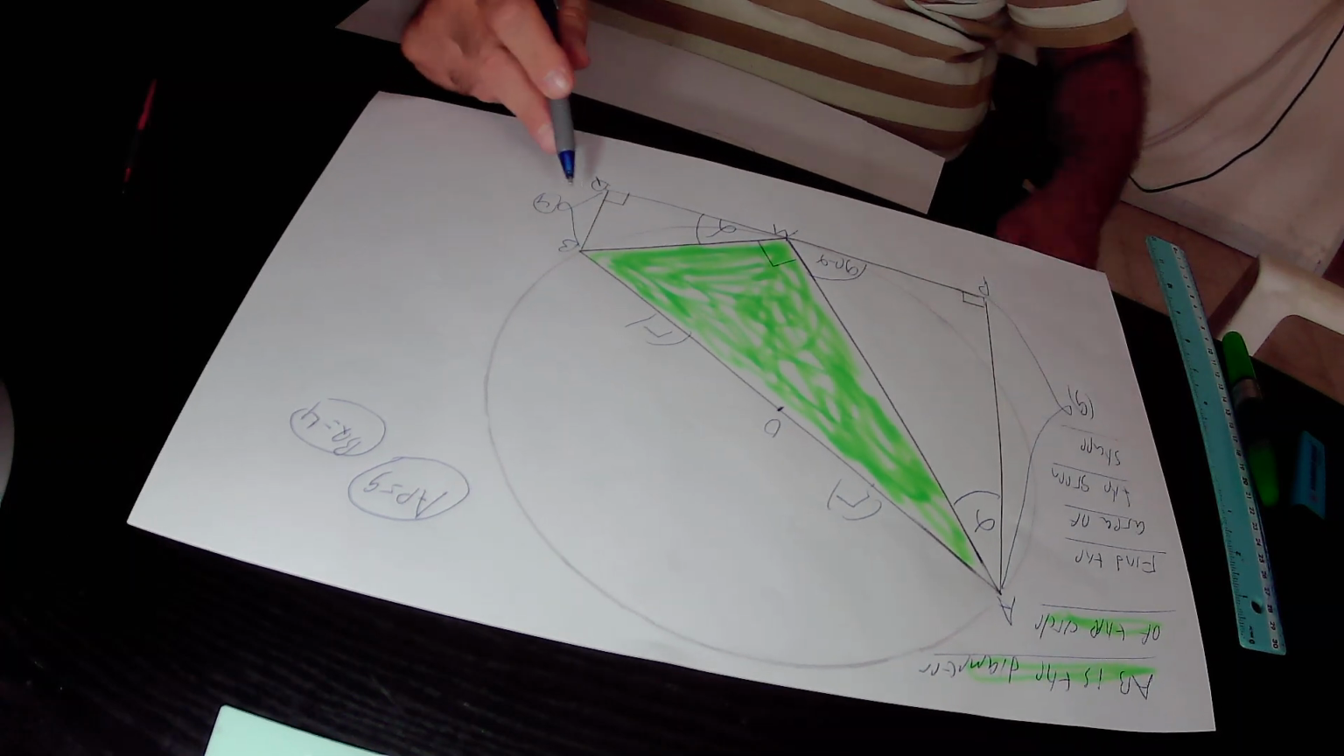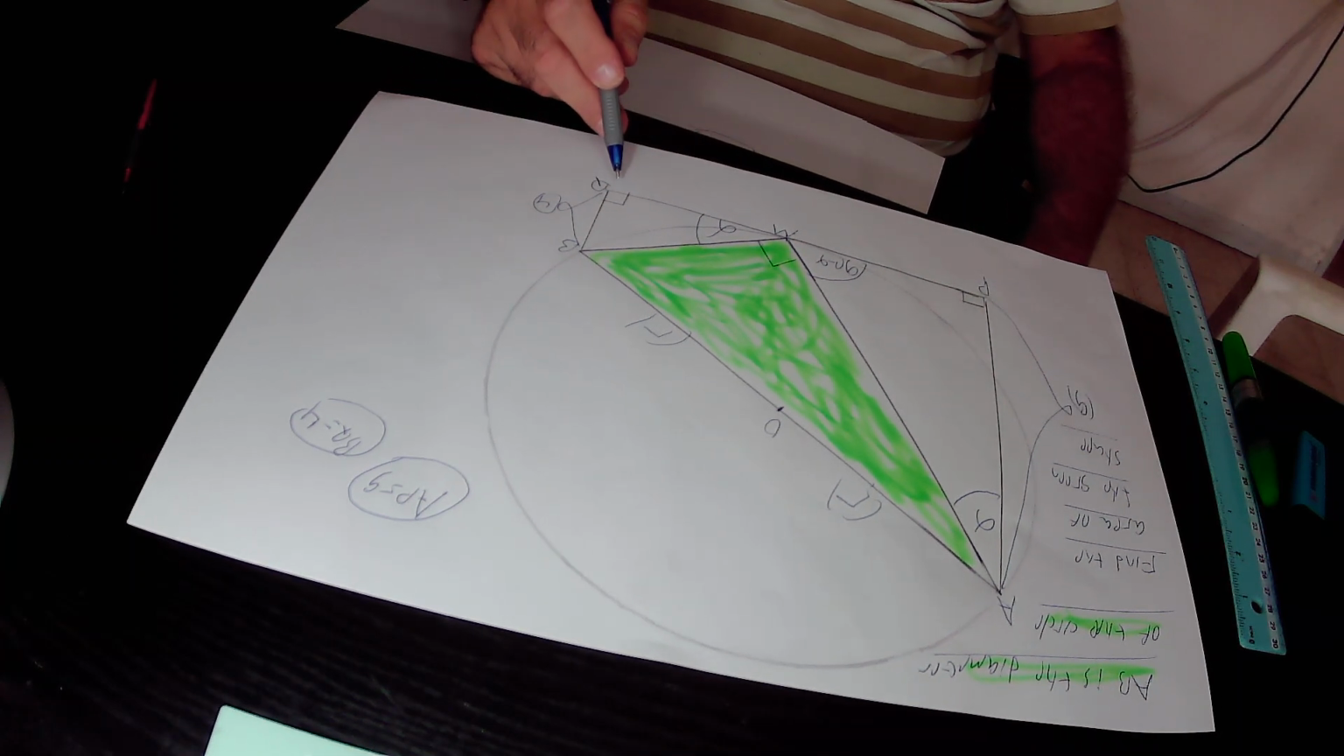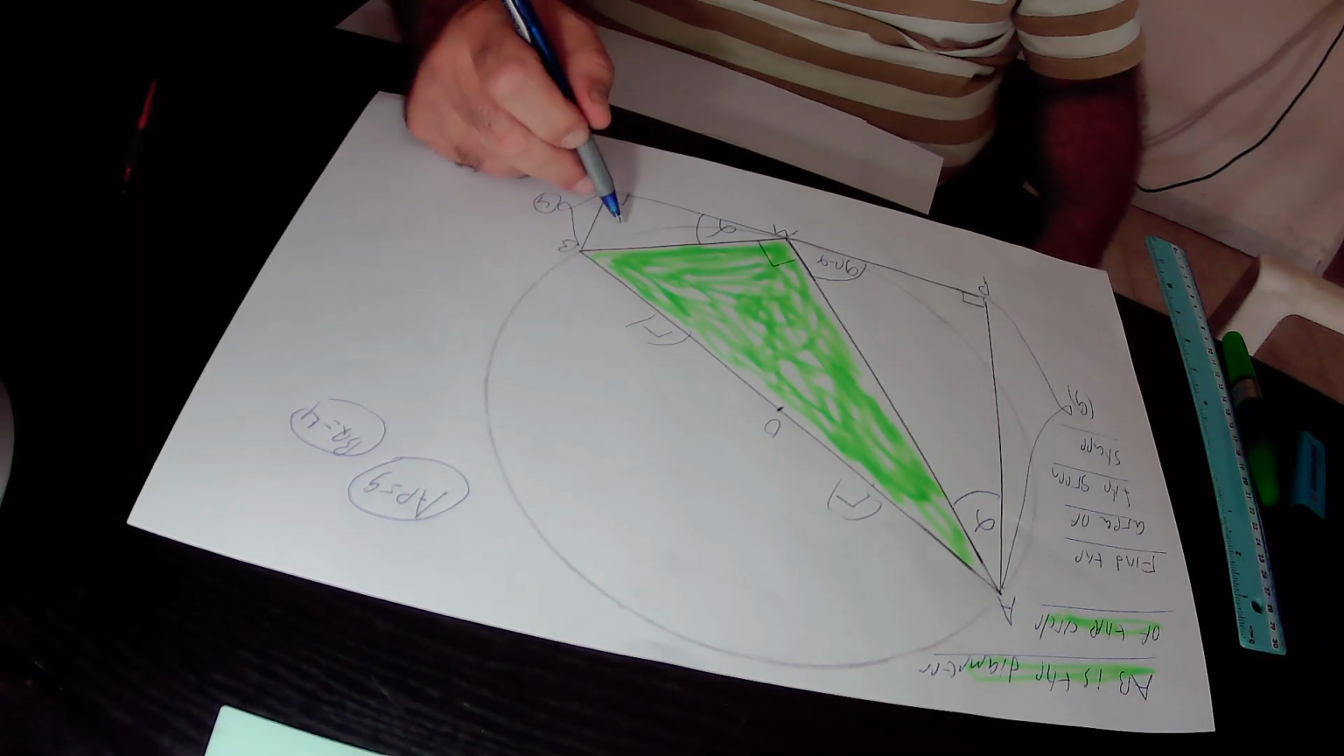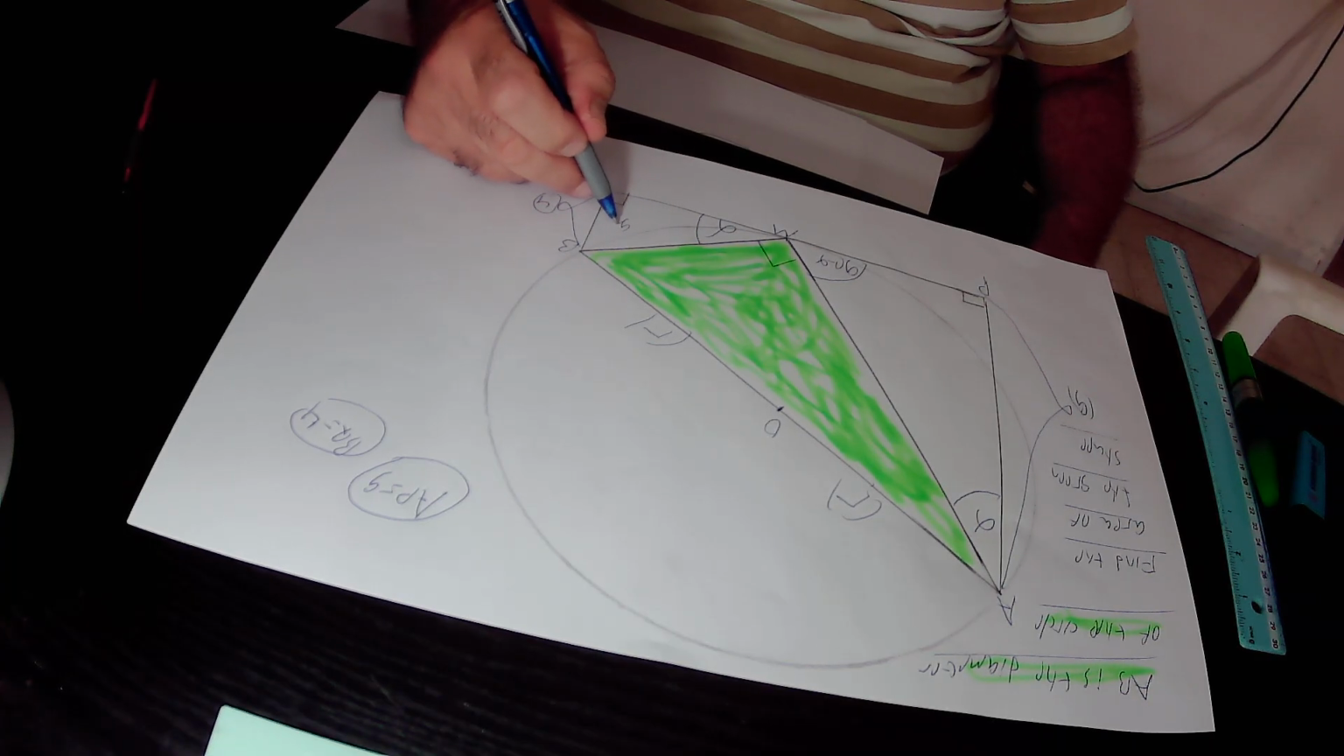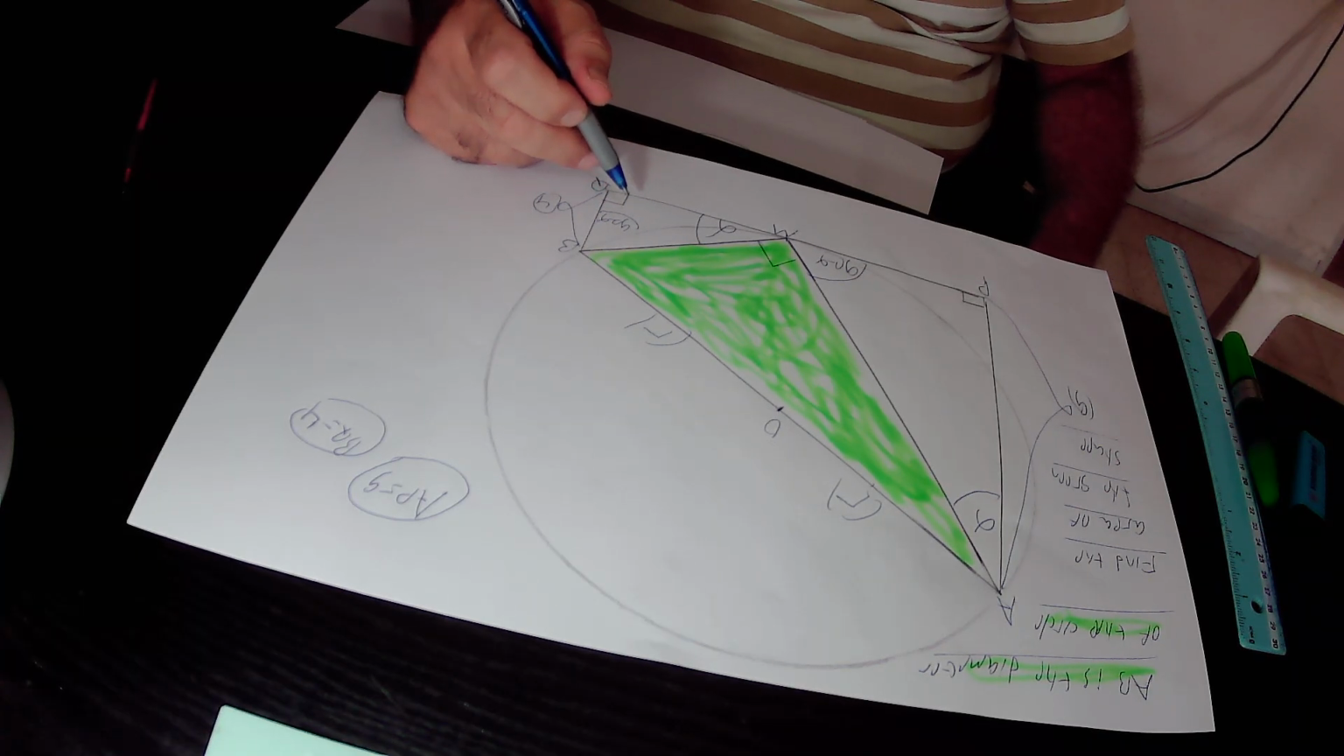So in the right triangle BMQ, this angle equals alpha, this angle equals 90 degrees, and therefore the first missing angle must be equal to 90 degrees minus alpha, according to the rule that the sum of the angles in a triangle is equal to 180 degrees.